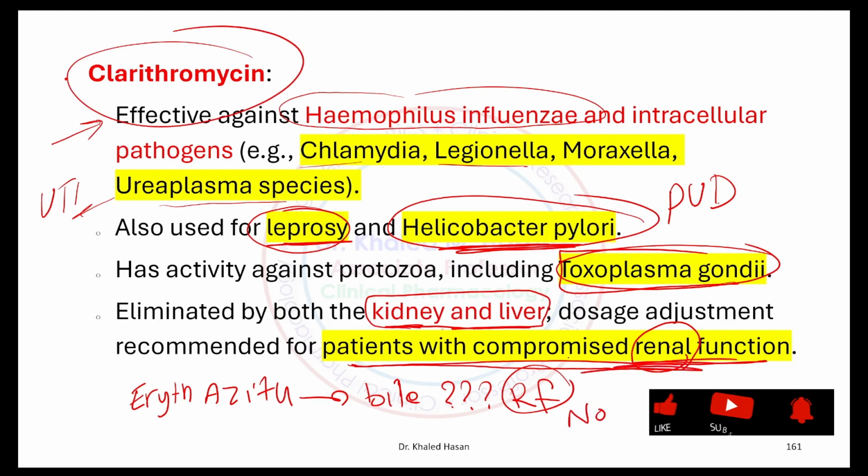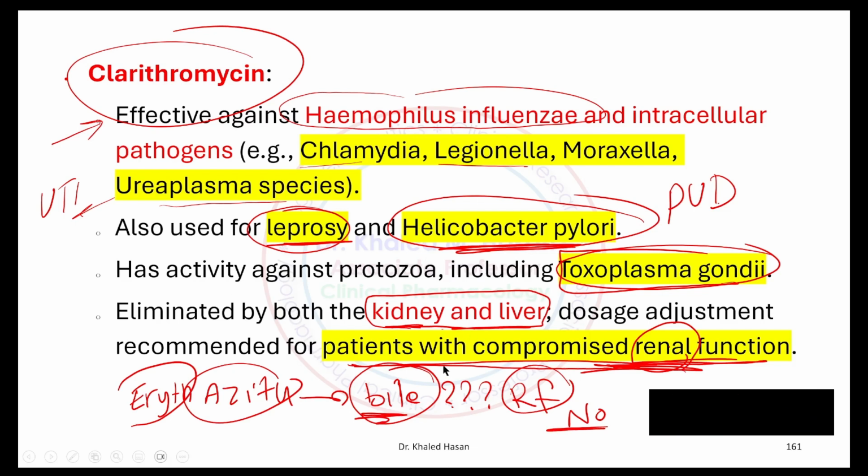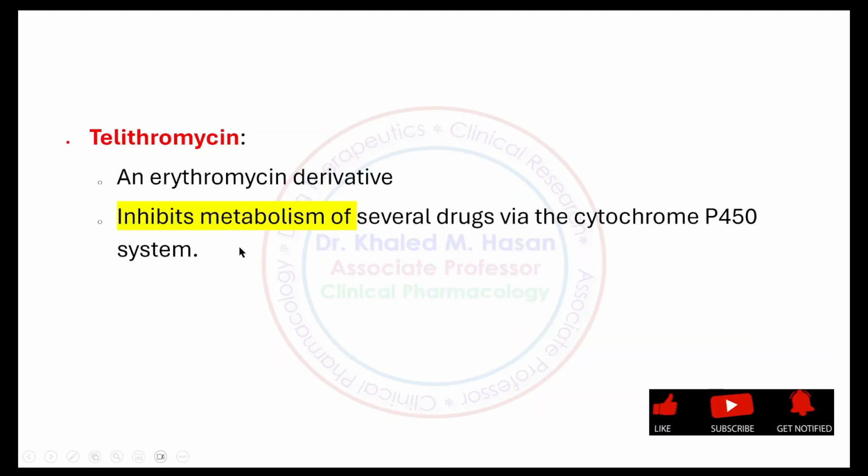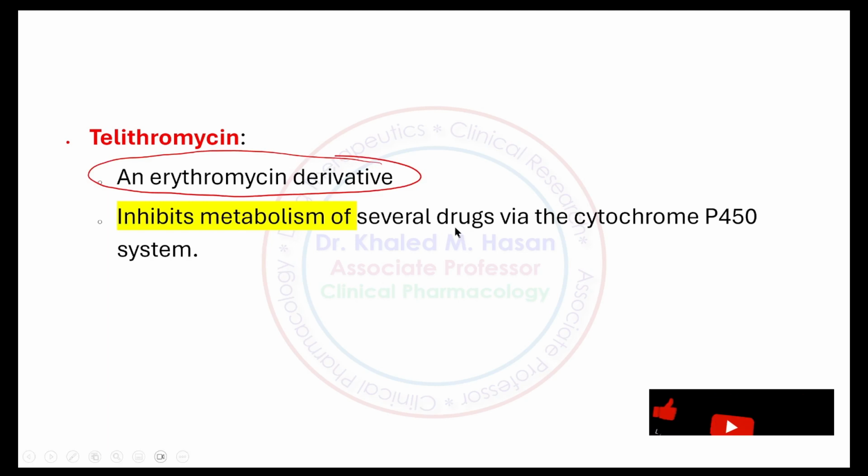If the patient takes erythromycin and suffers from renal impairment, we need to adjust the dose. For erythromycin and azithromycin with renal impairment, because this medication is mainly eliminated through the bile, there is no need to adjust the dose. Another one is clarithromycin, considered an erythromycin derivative, which inhibits metabolism of several drugs similar to erythromycin.